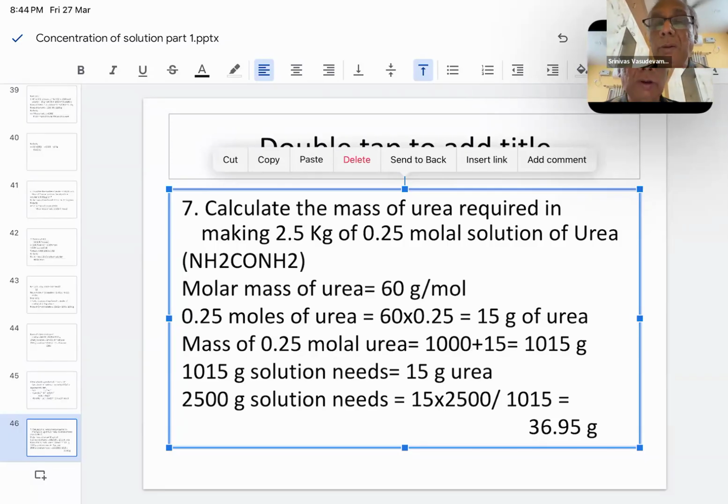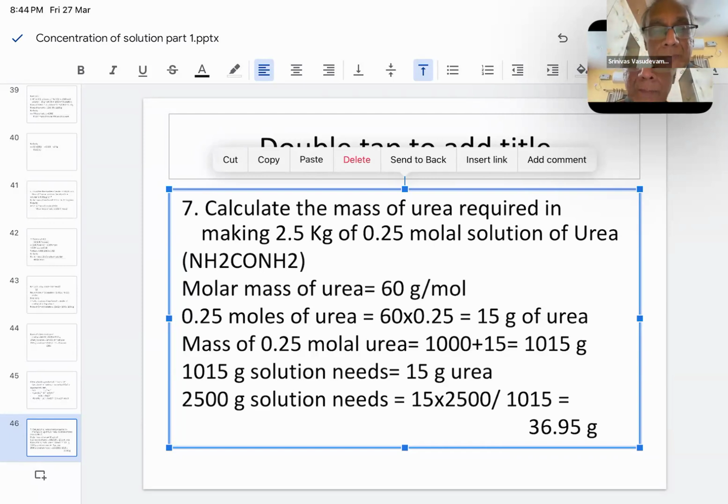When I say 0.25 molar solution of urea means 0.25 moles of urea is present in 1 kilogram of solvent here. That's the meaning here. Molar mass is 60 here. I can find out what is the mass of urea. 60 into 0.25. That is 15 grams here.